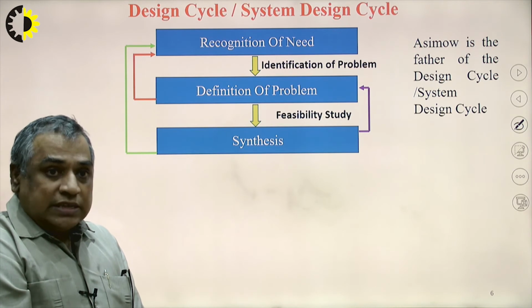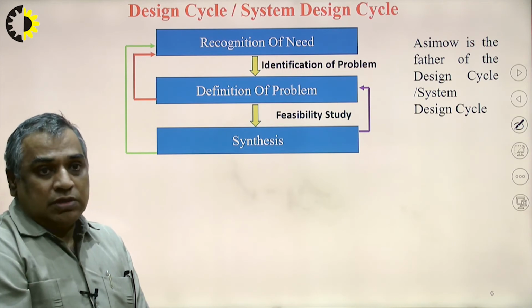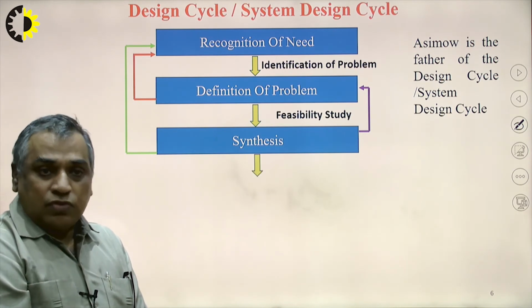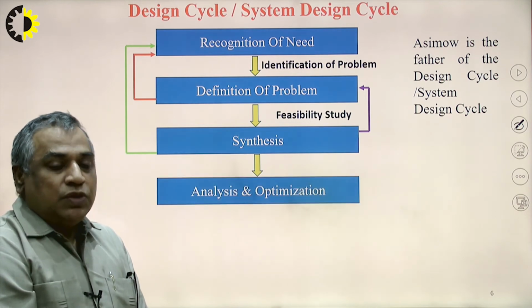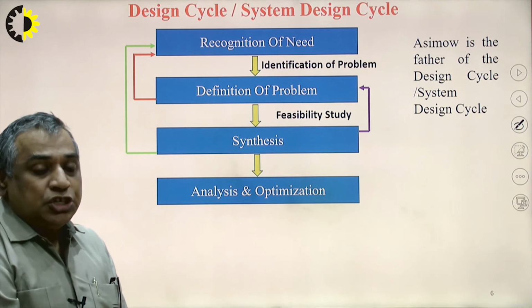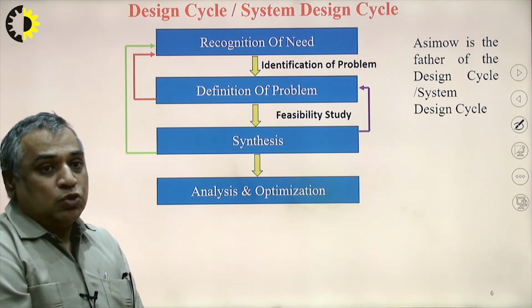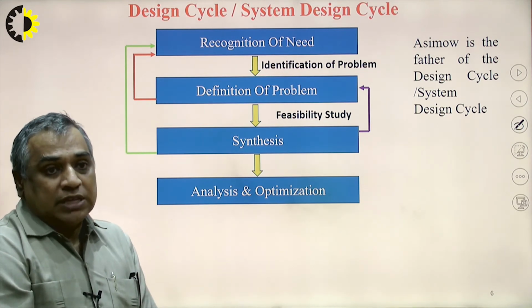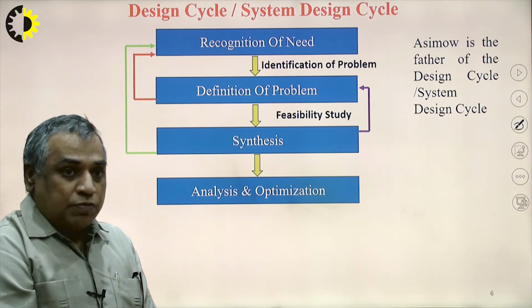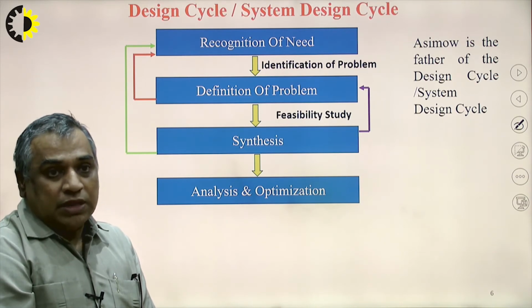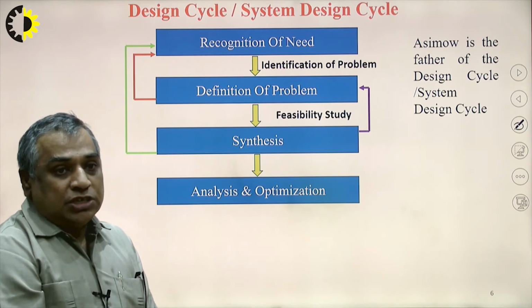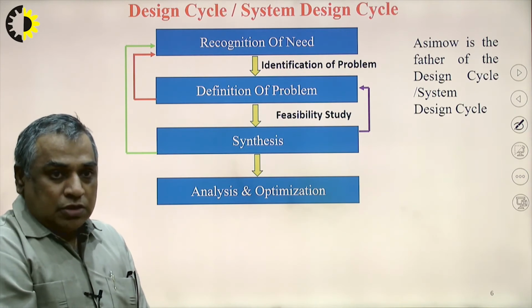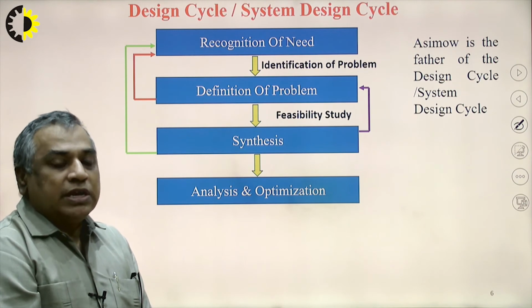Then once synthesis is there, we have the broad solutions, then we have some possible mechanisms, then further we move to the analysis and optimization. Here we will try to find out the best possible solution from these mechanisms, and for that we have to perform the analysis, make the mathematical model, apply the constants, and solve the problem, and we will get the optimal solution.